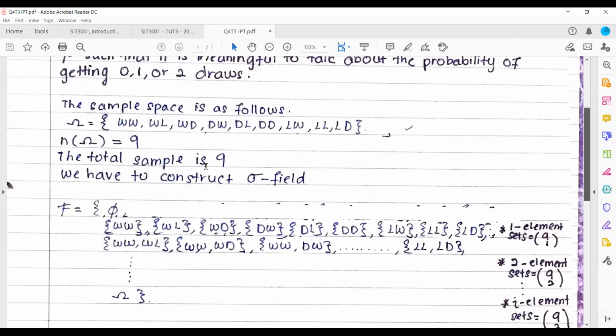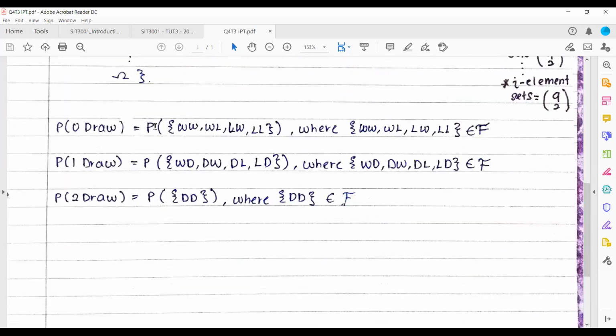So the probability of getting 0 draw is equal to the probability of WW, WL, LW, LL, where we can see that this is an element in the sigma field. And for the probability of 1 draw, the probability is equal to WD, DW, DL, and LD, which is also an element of the sigma field. And lastly, for 2 draws, the probability is equal to DD, where DD is an element of the sigma field.